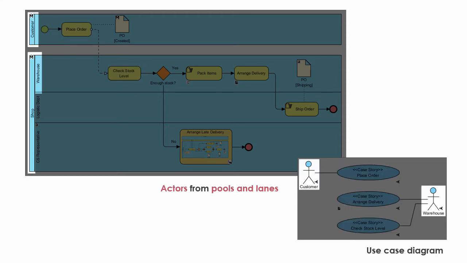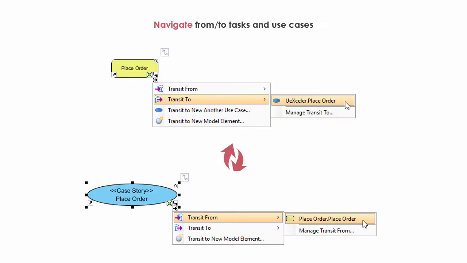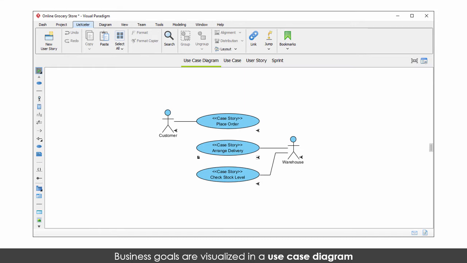The pool or lane in the business process diagram represents who will perform the task. This pool or lane will be transited into an actor in the use case diagram. In our example, the customer pool will become the customer actor, and the warehouse lane will become the warehouse actor. In Visual Paradigm, the transit is not a one-off action. Visual Paradigm will keep the trace between the tasks and use cases. You can always trace back from a use case to the task to see which business process of your company the use case belongs to. Here is the use case diagram from the business process diagram.